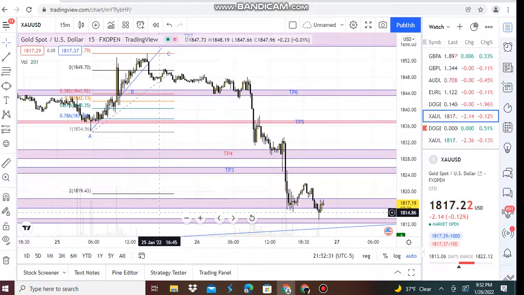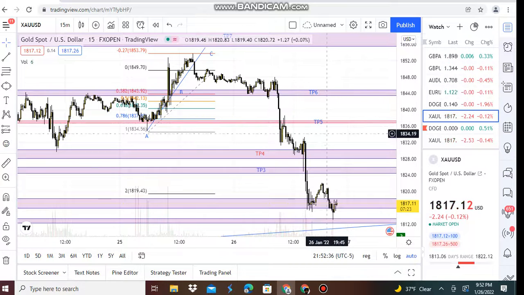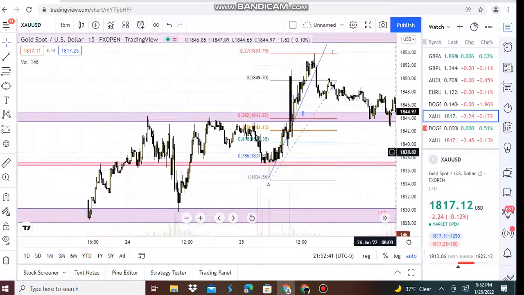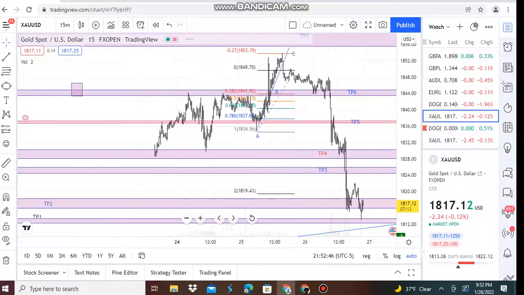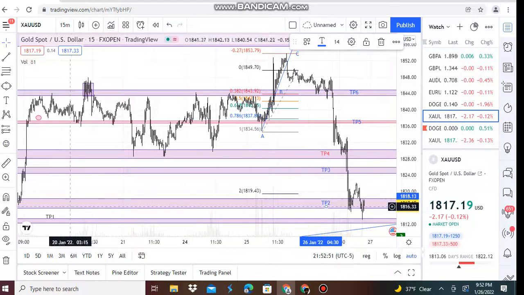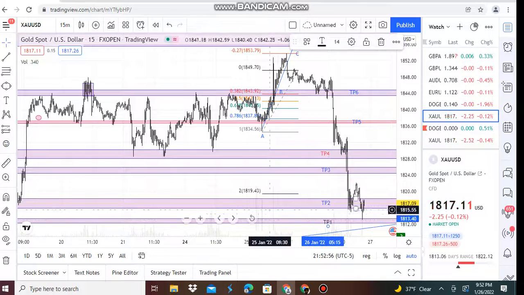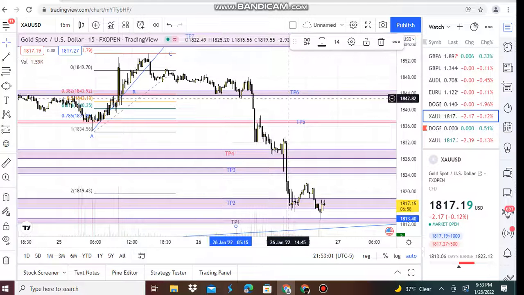So price goes all the way down from take profit 7 to take profit 6, take profit 5, take profit 4, take profit 3, and now we're at take profit 2. Price can still go down. This is take profit 2 right here, and price can go back down to take profit 1. So just understanding everything, on the 15 you can see there's a million candlesticks.